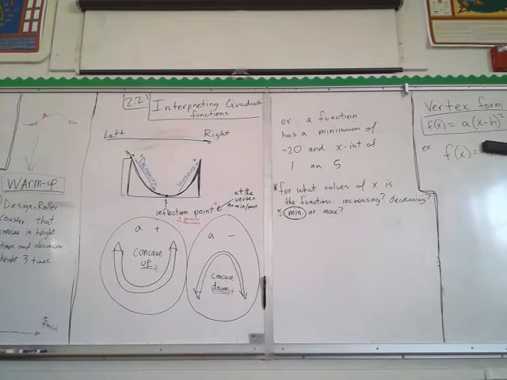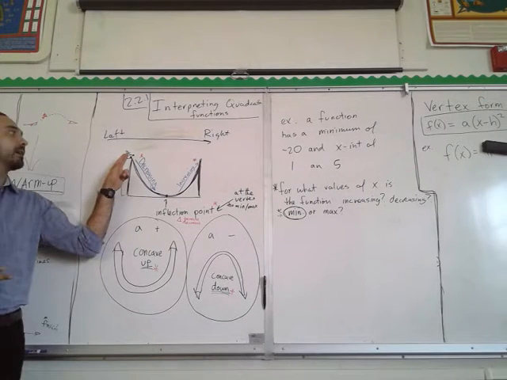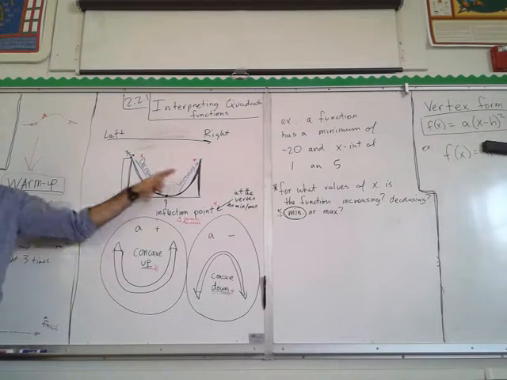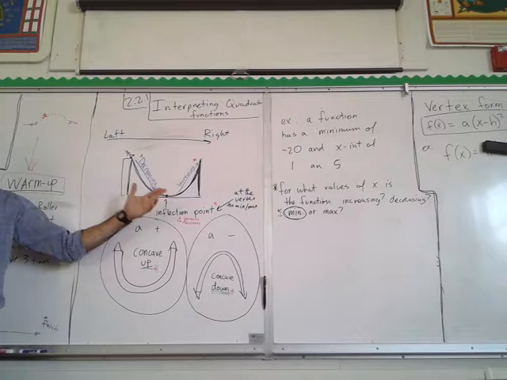So he's at the top. They are at the top of the skate ramp. As they go down the ramp, which is a parabola, they're decreasing. Basic, easy, right? Just like the roller coaster.